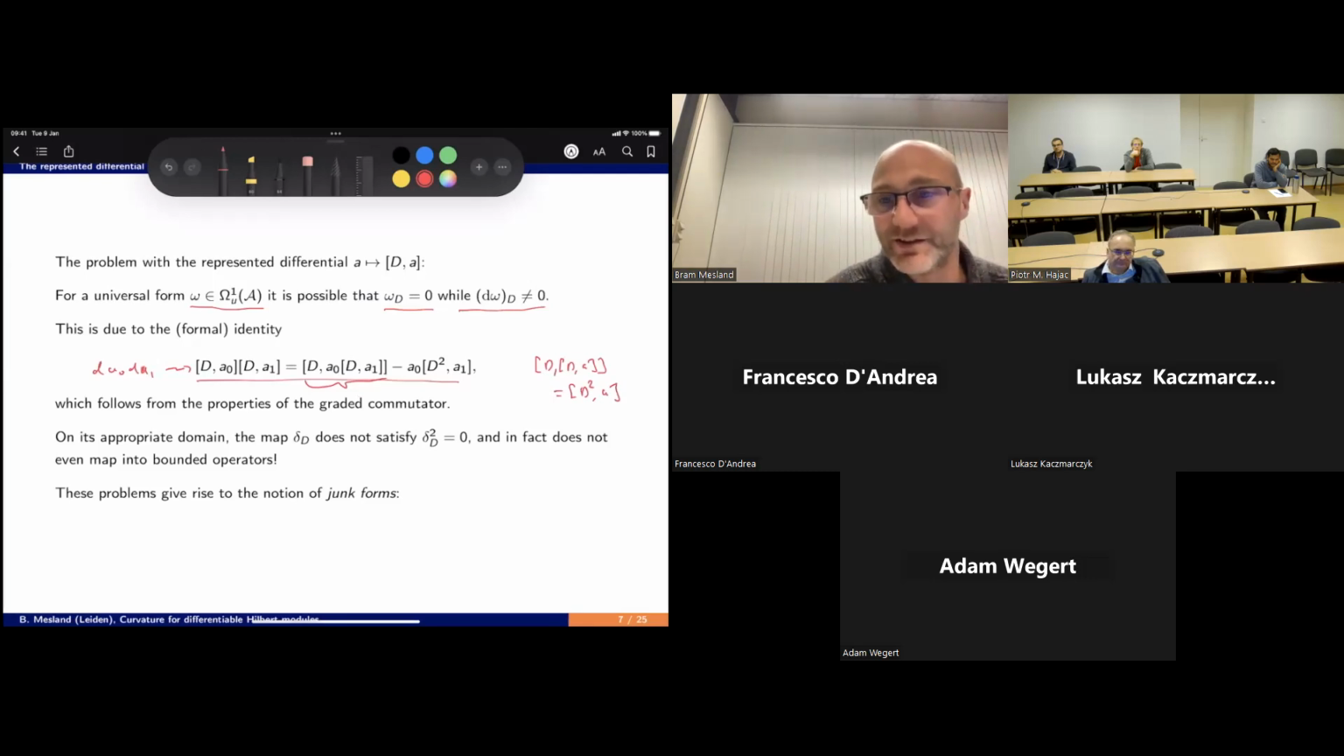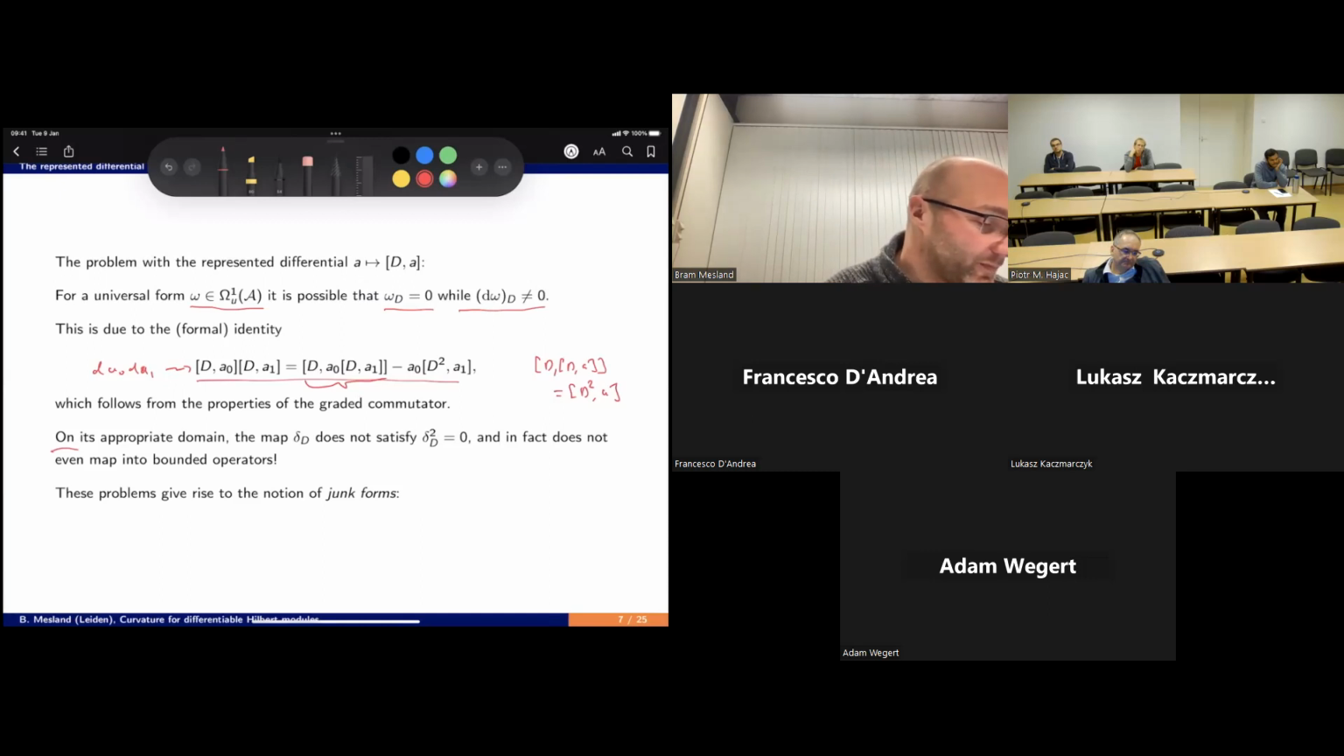So that is an identity that is always hidden in the background here, the one I've written in red just now. Another way of formulating it is that even if you would have taken care of the domain of this graded commutator, then clearly the map delta d, meaning taking commutator with d, does not square to 0. And in fact, it doesn't even map into bounded operators, even when restricted to 1 forms.